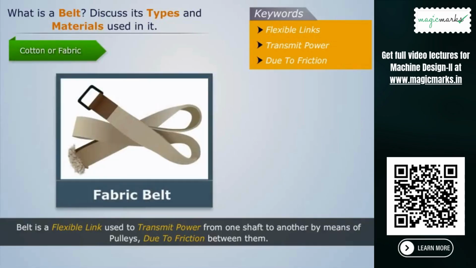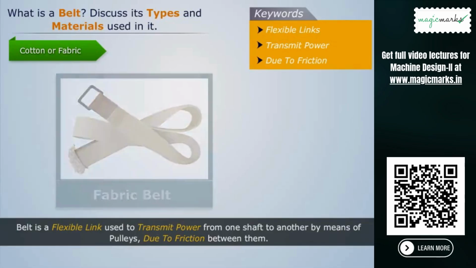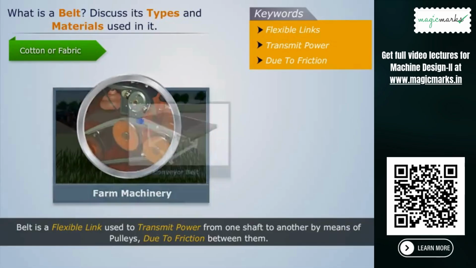Cotton or fabric. Most of the fabric belts are made by folding canvas or cotton duck into 3 or more layers, depending upon the desired thickness, and stitching them together. These belts are commonly used in farm machinery, belt conveyor, etc.